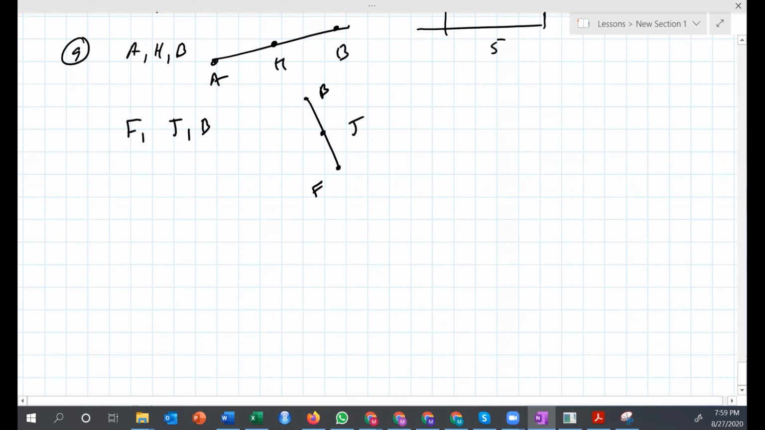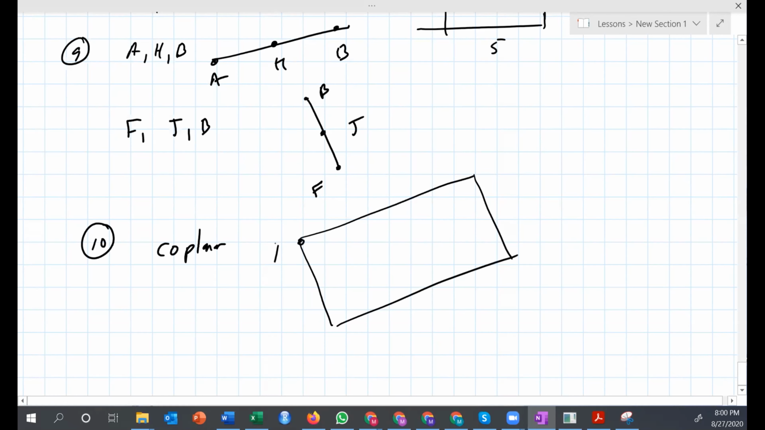Okay, 10 says, are the points coplanar? Coplanar means they're on the same plane. They have to be on the same sheet. So we have A, H, J, and D. They are not. A is here in the corner, H is here, and J is here. That's fine. J is there, but D is down here. It's not part of it. So the answer is no.